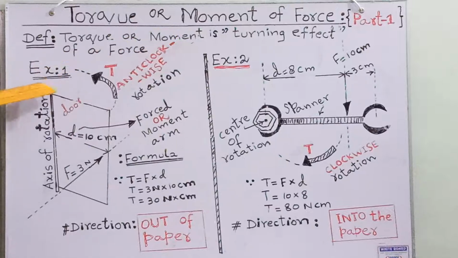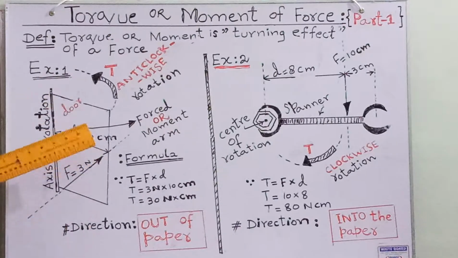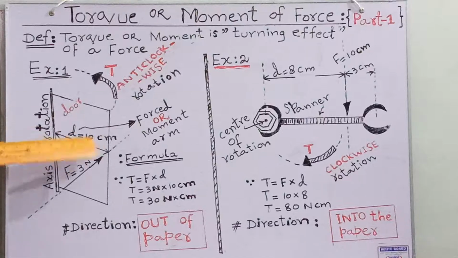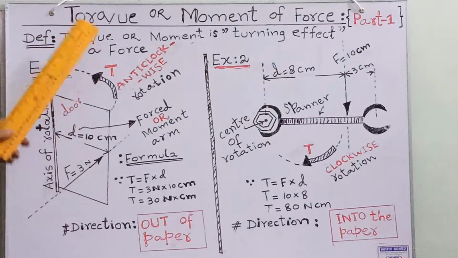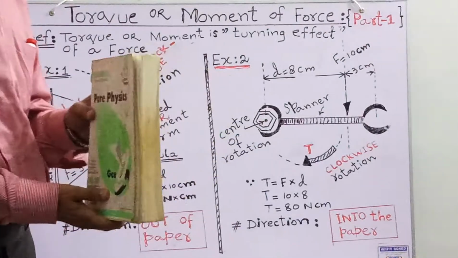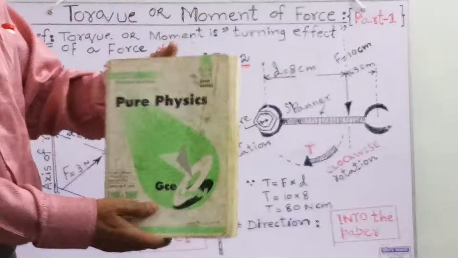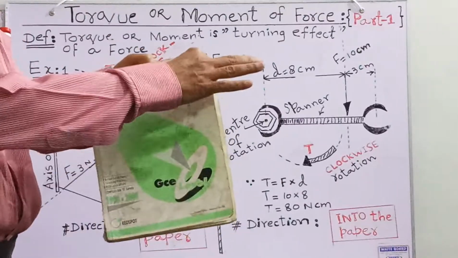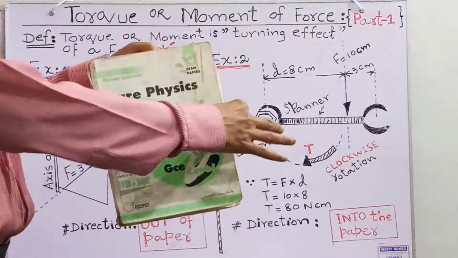Let's come back to the first example. It is the figure of the door. It is the door, and these are the hinges. Hinges mean the support, but we call it the axis of rotation. Now suppose we apply some force, we push it or pull it. For explanation, let me explain it with the example of a book. Look at this. It is a book. Clear? Now suppose it is a door and I want to open it.